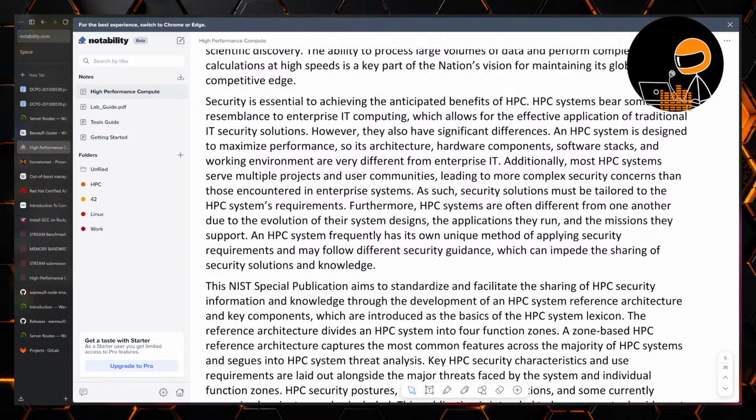An HPC system frequently has its own unique method of applying security requirements and may follow different security guidance, which can impede the sharing of security solutions and knowledge.